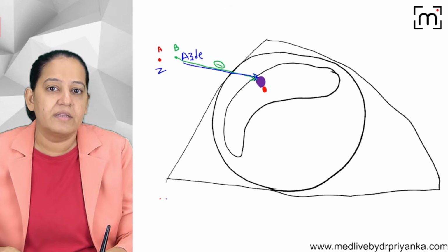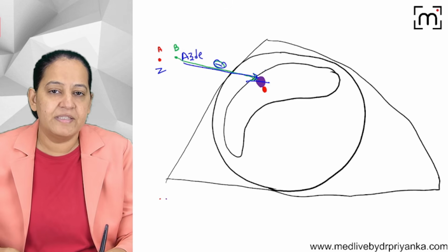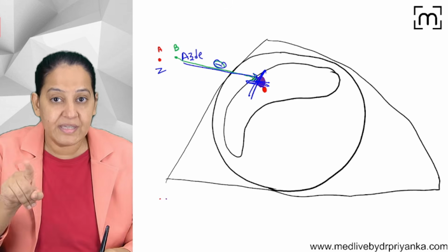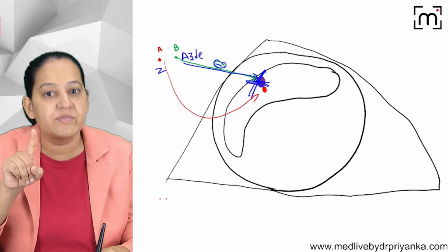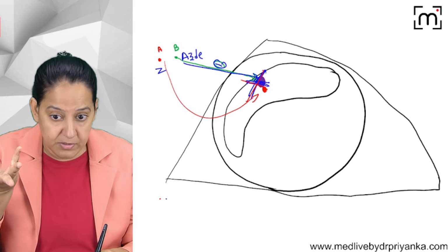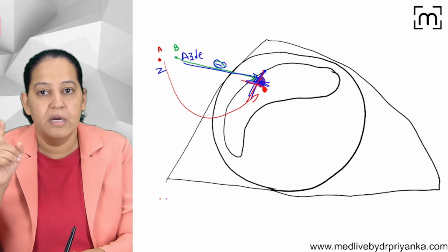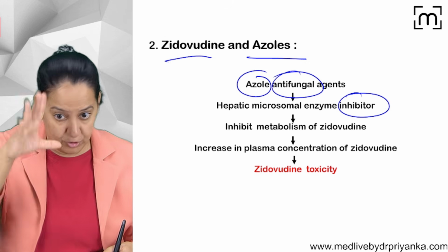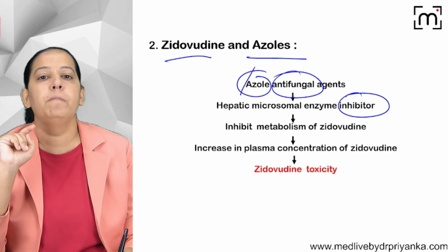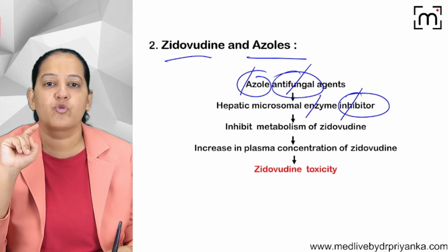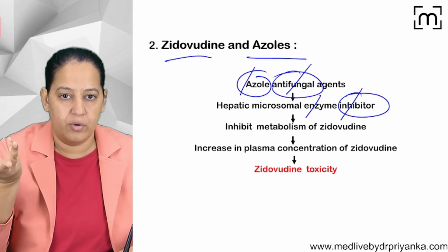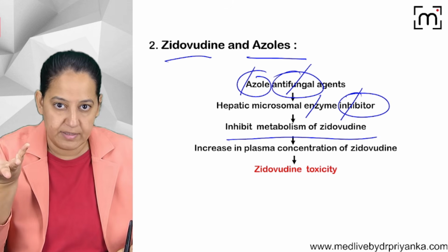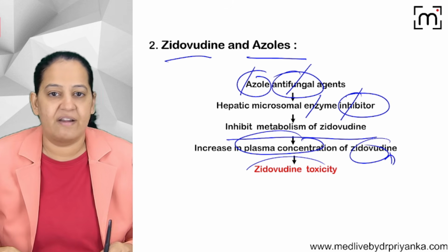azole inhibits the enzyme. See the negative sign. It inhibits CYP3A4. So CYP3A4 will not function. Normally CYP3A4 causes the metabolism of zidovudine. Now since it is inhibited by azole, metabolism of zidovudine will not occur. So zidovudine will remain in the blood and it will cause its toxicity. So again zidovudine toxicity will happen. You should be able to explain it. So azoles are antifungal drugs. They inhibit the cytochrome P450 enzyme 3A4, and it will inhibit the metabolism of zidovudine. So zidovudine plasma concentration will rise and that will lead to zidovudine toxicity.